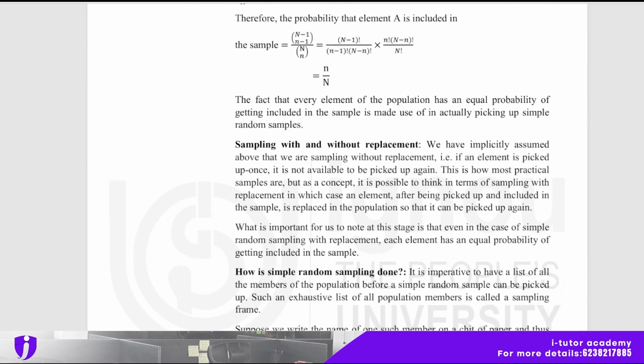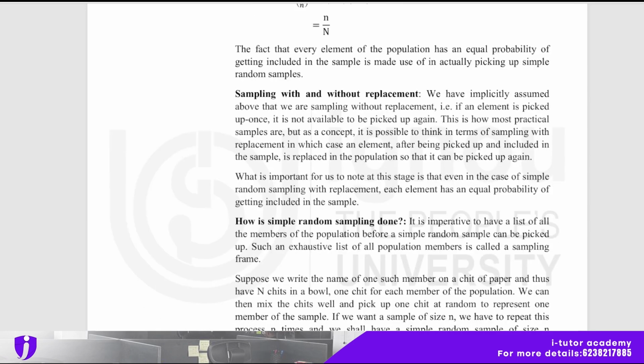Sampling with and without replacement. We have implicitly assumed that we are sampling without replacement. If an element is picked up once, it is not available to be picked up again. This is how most practical samples are, but as a concept it is possible to think in terms of sampling with replacement, in which case an element after being picked up and included in the sample is replaced in the population so that it can be picked up again.